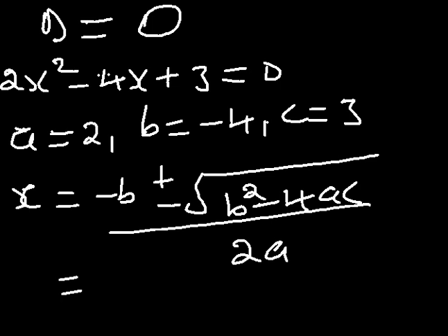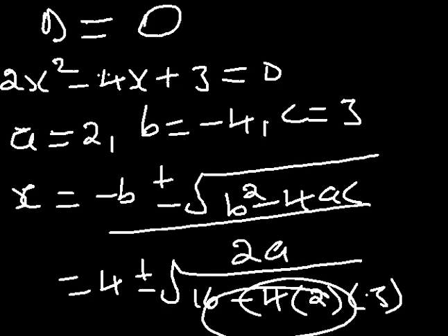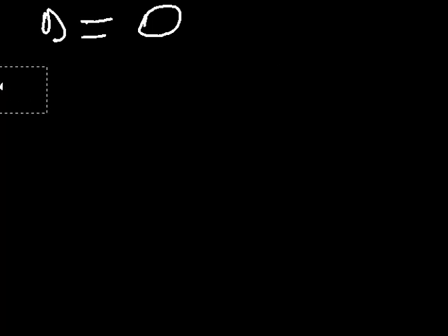Now let's substitute the given values. The negative of minus 4 becomes positive 4, so we have 4 plus or minus the square root of 4 squared, which is 16, minus 4 times a, which is 2, times c, which is 3. You can see that inside the square root we have a negative, and that means the function does not have a vertical asymptote. So keep that in mind. In other words, there is no vertical asymptote.